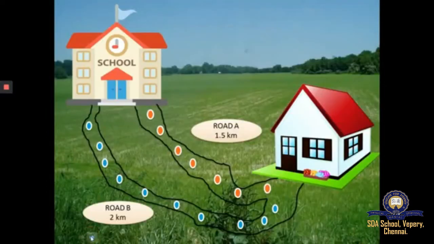Just think about the situation. Kavita can reach her school in two ways as shown in the picture. Can you tell by choosing which path she could reach the school early?